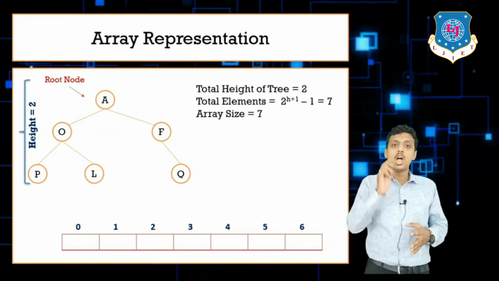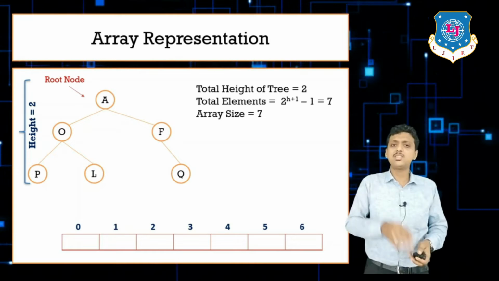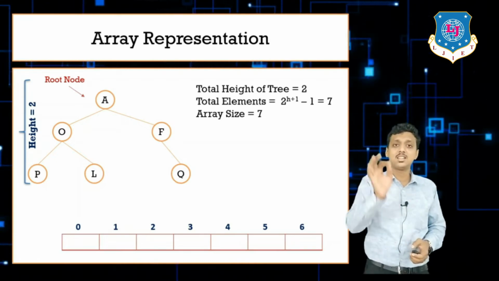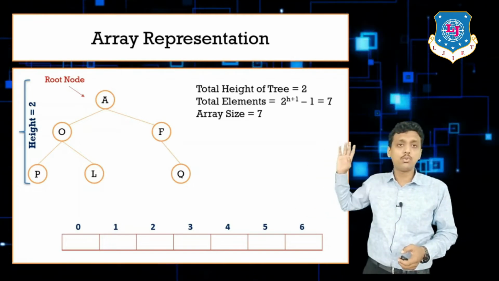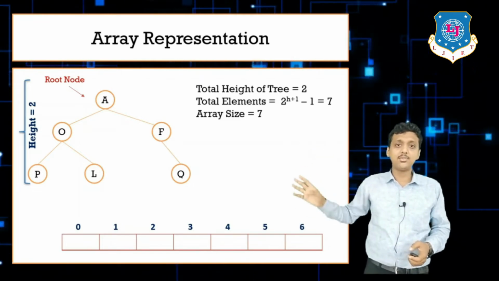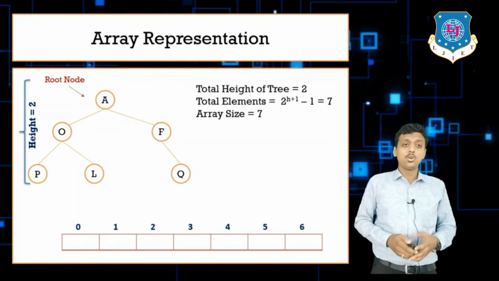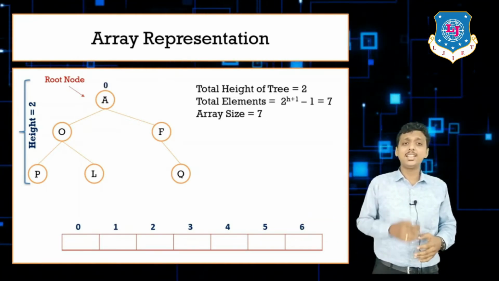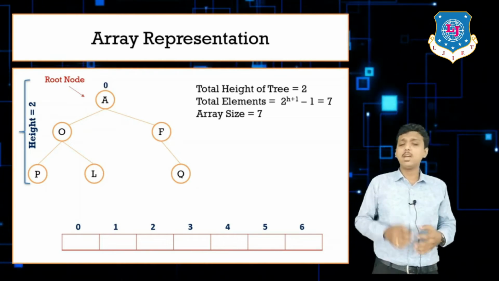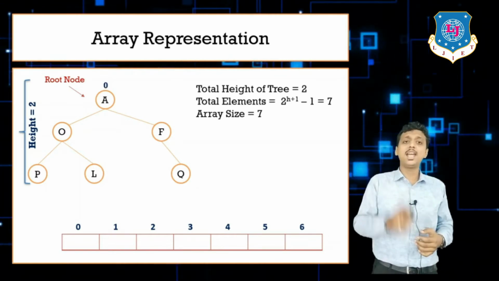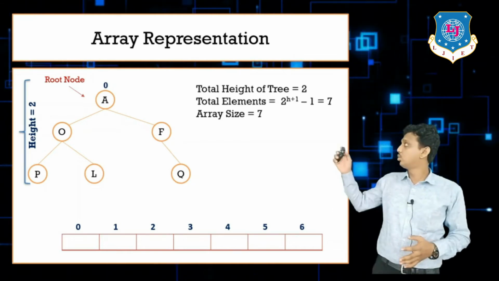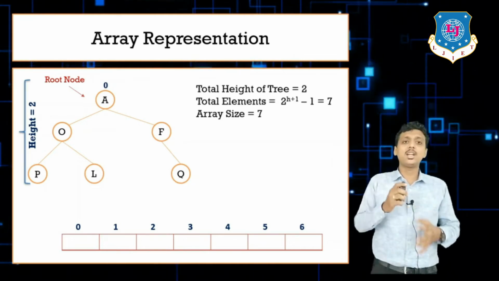Now, how to place the elements? Students, it is very easy. Just remember this sentence: first, you need to go to the root node, then take left and take right. So my array starts from index 0 with root node A. So here you can see the root node A is situated at index 0.